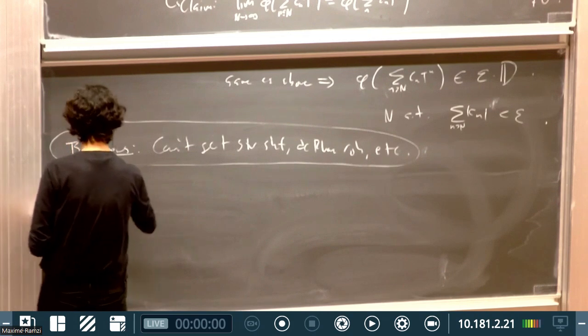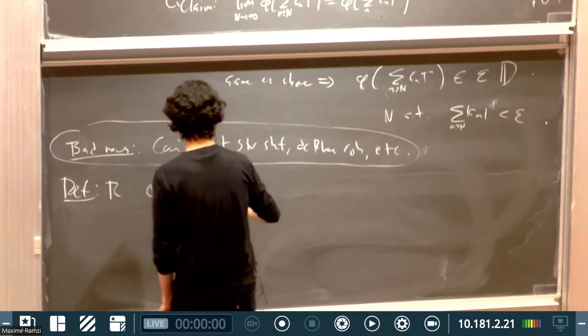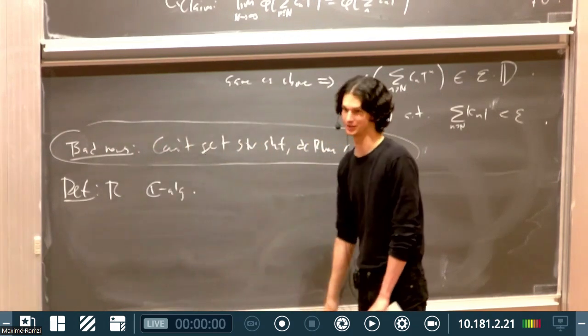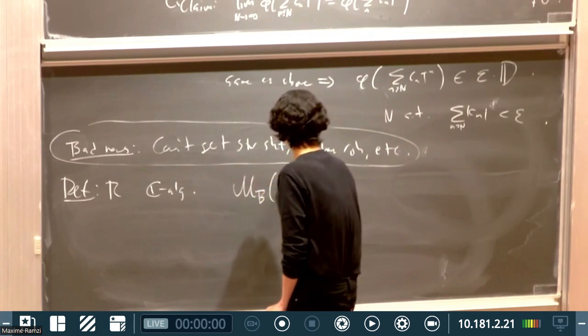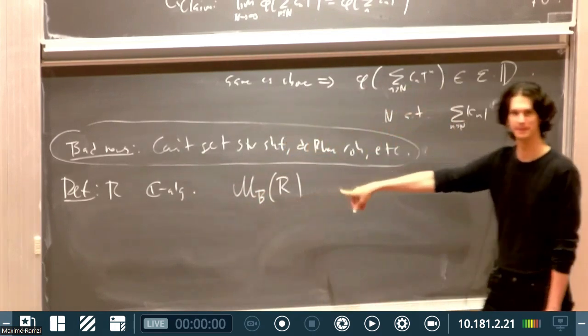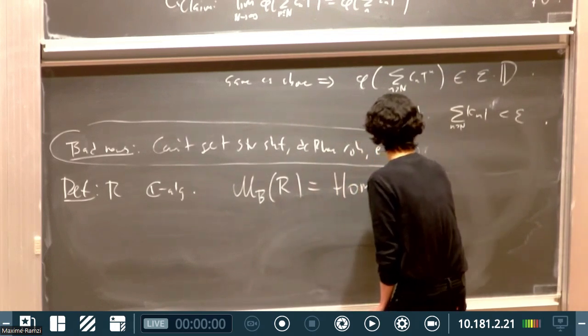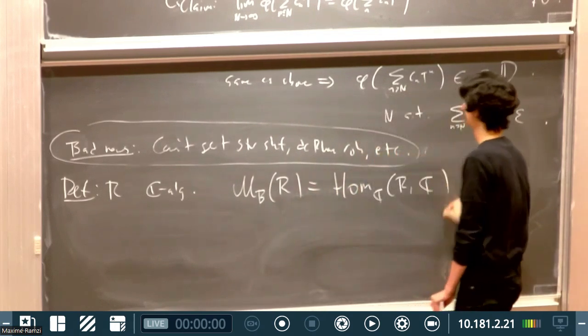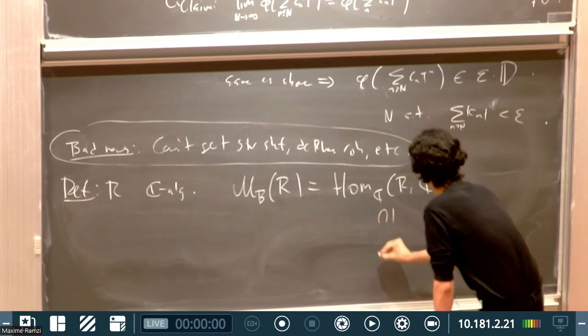So let's say R is an abstract C algebra. I'm going to make a definition, so I'll define a topological space. As a set, I'm going to call it MBR. And as a set, it's just the homomorphisms of C algebras from R to C. As a topological space, I'm going to give it the subspace topology.